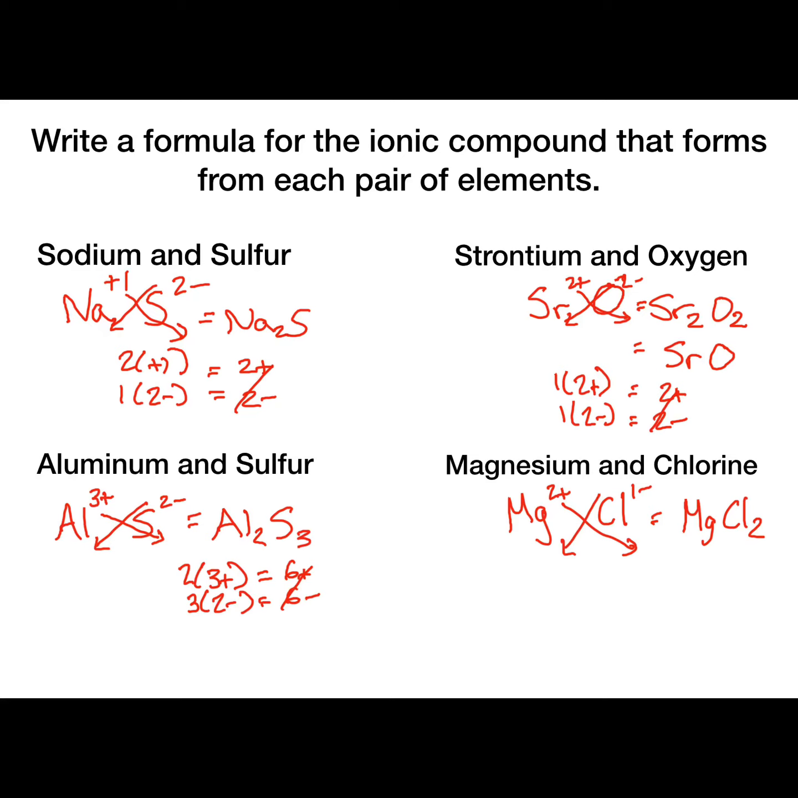So now let's verify that the charges cancel out. So we have 1 2+ charge and 2 1- charges. So we have 2+ and 2-. Those charges do cancel out, so that is correct.